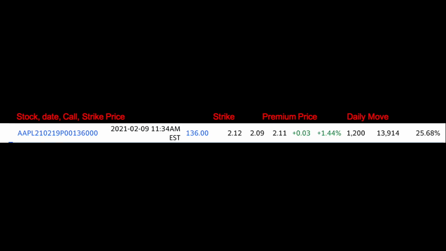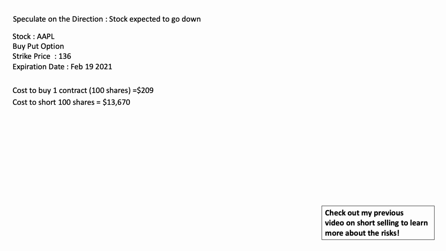So now let's take a look at buying a put option, where you expect the stock to go down. Again, we're going to use Apple, a strike price of $136 and the same expiration date, February 19th, 2021. Your cost to buy one contract is $209, or 100 times $2.09, which is the premium. Your cost to short 100 shares would be $13,670. Check out my previous video on short selling to learn more about the risks of it.